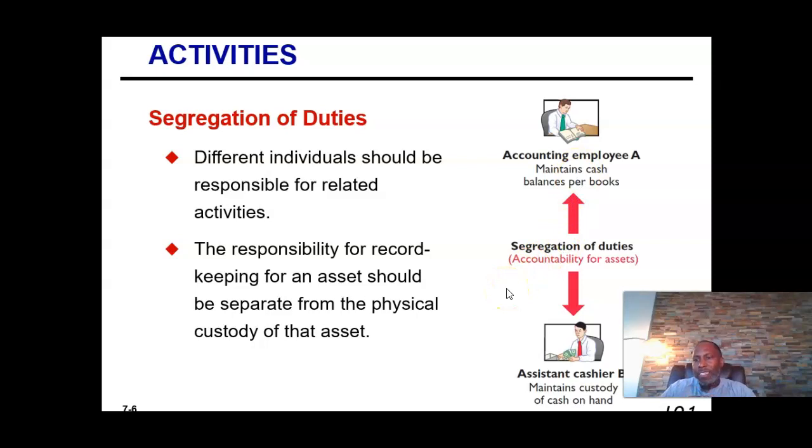You don't want to have the same employee count the money and record it. Why not? Because now that person has too much control. They're going to have the opportunity to commit fraud because they're the person receiving the actual cash that comes in and recording to the accounting record. So making sure that certain duties are separated is an important process when it comes to internal control procedures.